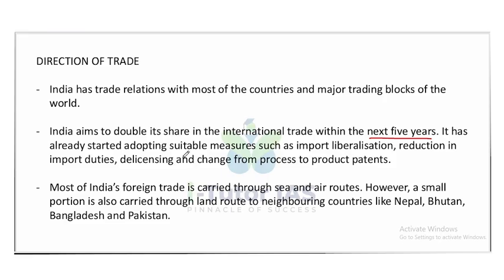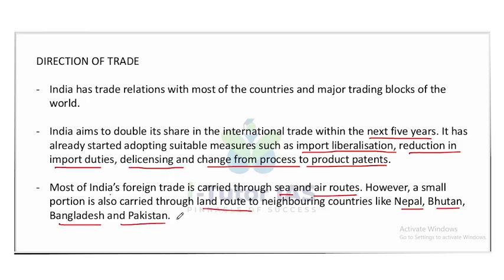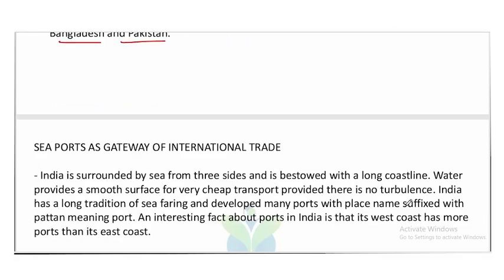It has already started adopting suitable measures such as import liberalization, reduction in import duties, de-licensing, and change from process to product patent. Most of India's foreign trade is carried through sea and air routes. However, a small portion is also carried through land routes to neighboring countries like Nepal, Bhutan, Bangladesh, and Pakistan.